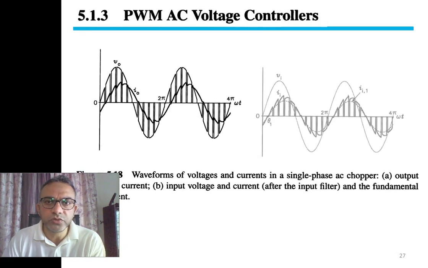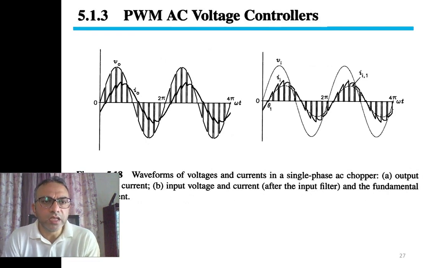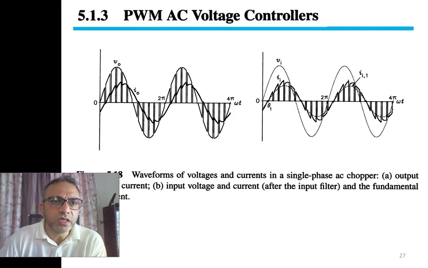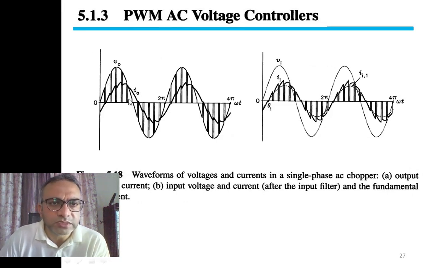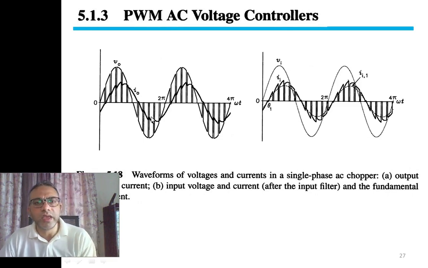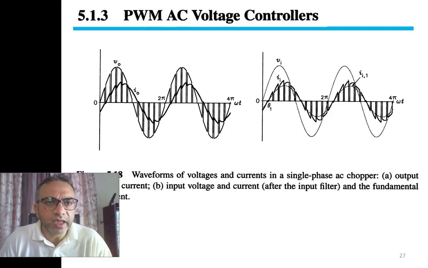The next slide shows the output voltage and output current waveforms, and input voltage and input current waveforms. Here we see the PWM AC output voltage, voltage 0, voltage 0, voltage 0. As a result, the output voltage is also sine-like, and we see an output current. We are assuming an RL load, therefore we have a lagging output current.